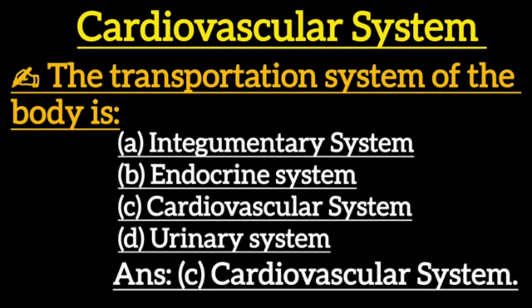Next one is, the transportation system of the body is option A, integumentary system. Option B, endocrine system. Option C, cardiovascular system. Option D, urinary system. Correct answer is option C, cardiovascular system.